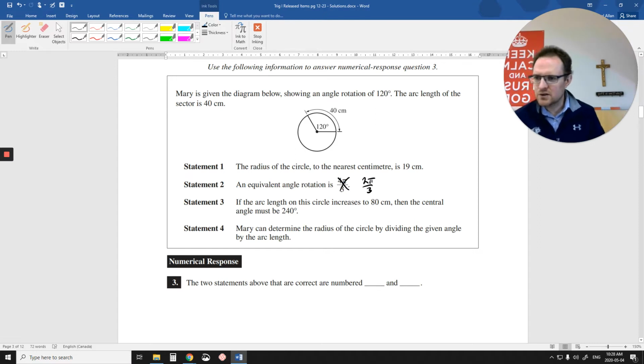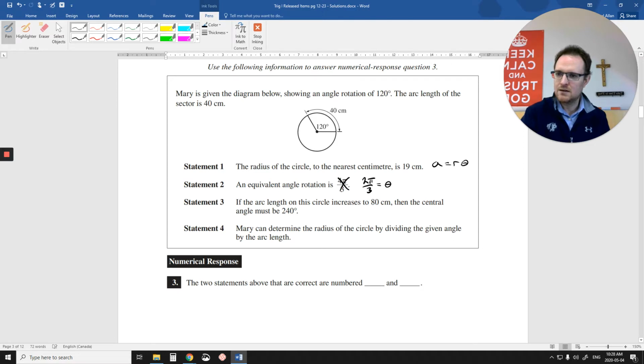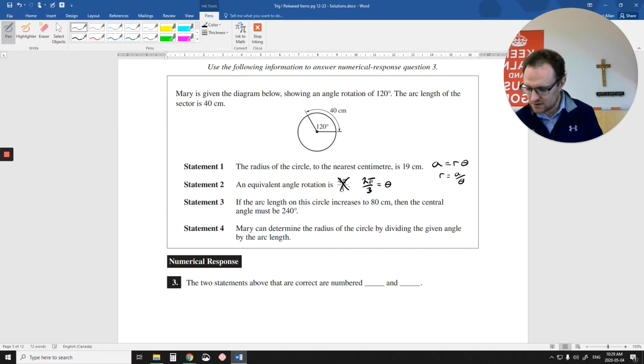The radius of the circle to the nearest tenth is going to be this. So I'm going to have to use my 2 pi over 3, which we just found. All right, so that's my theta in my formula. A is equal to r theta. So I'm going to take A divided by theta. So I got my A, 40, divided by this 2 pi over 3 number. So you get 19.01. Yeah, so this statement looks pretty good.